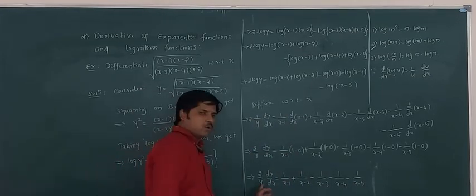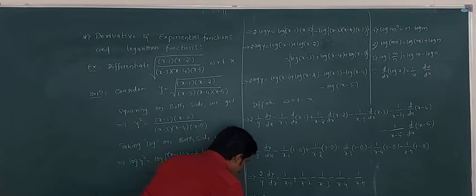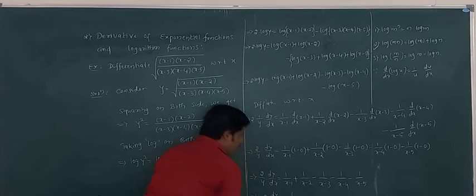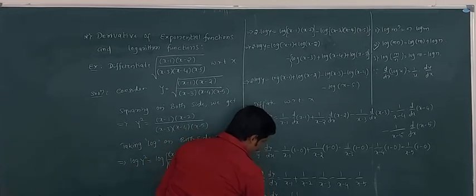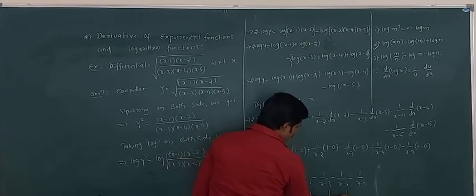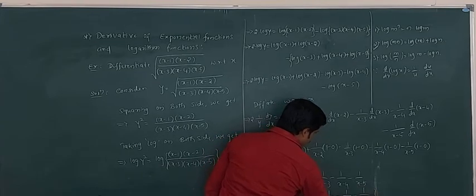So now transfer this y to the RHS part. We get 2 into dy by dx is equal to y into all the terms: 1 by x minus 1 plus 1 by x minus 2 minus 1 by x minus 3 minus 1 by x minus 4 minus 1 by x minus 5.